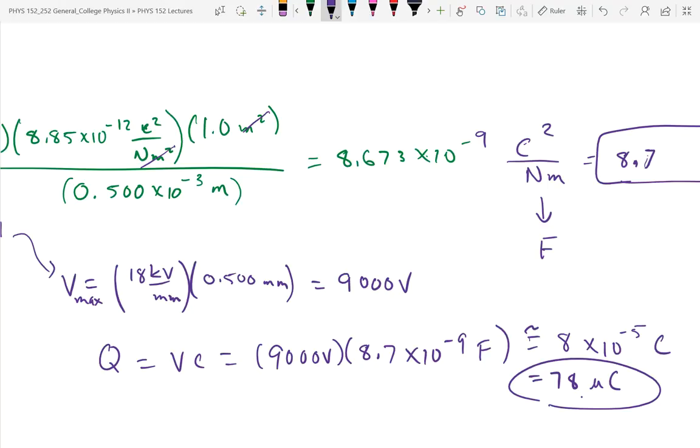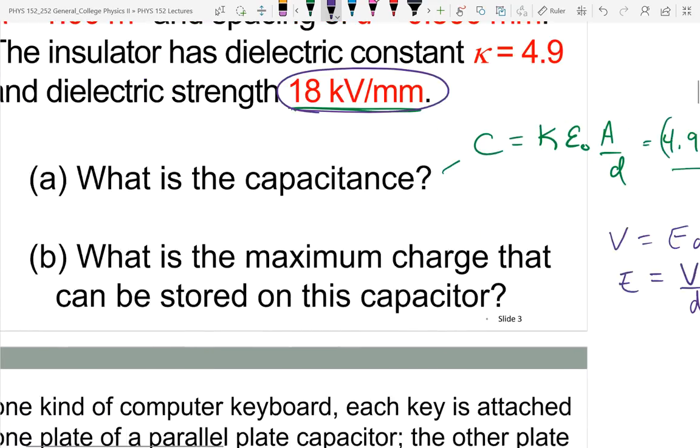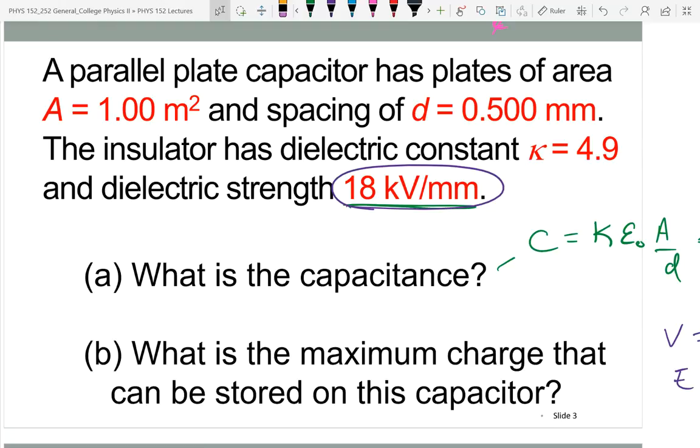So any questions about how I did this problem? Is it a reasonable problem? You had to understand the physical construction of a capacitor and how that gives you the physical capacitance. You had to understand what the dielectric strength is compared to the dielectric constant to be able to do it. And so I think it's a good problem because it requires this knowledge.